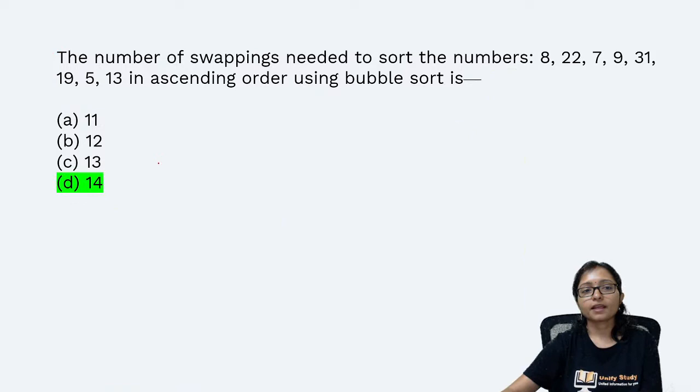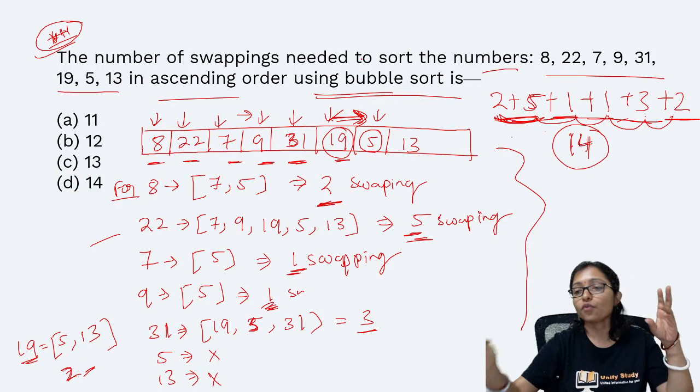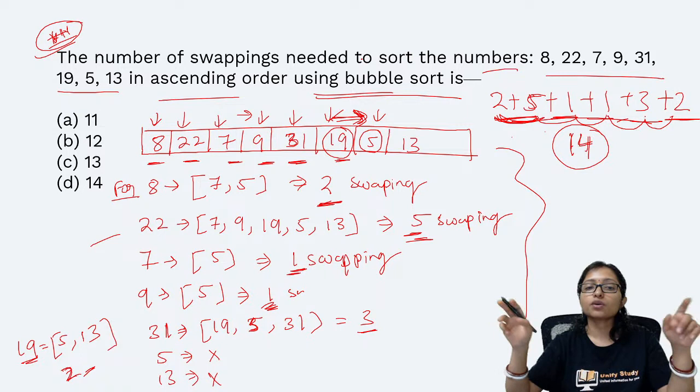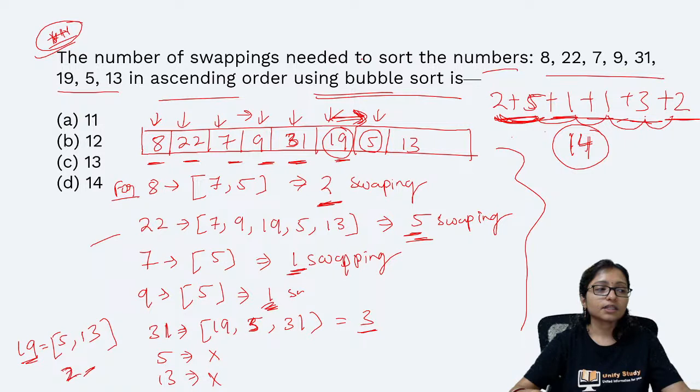Clear? This is the way you need to solve. Never go for the swapping algorithm. Why would I go for the total? Definitely it's not possible in the exam hall to do the total. Don't do it. Check in this way and you can solve for the answer. Okay? Clear to everyone?